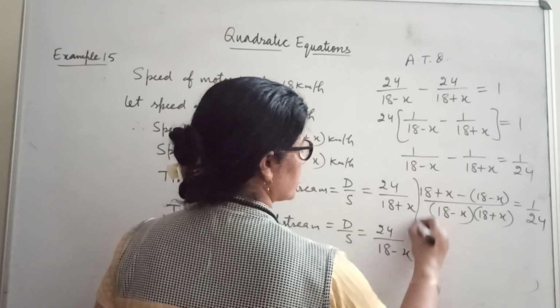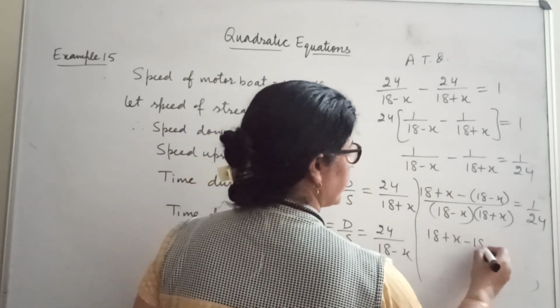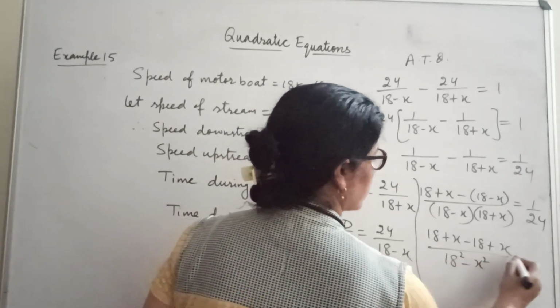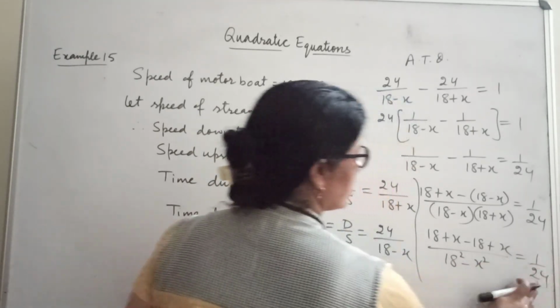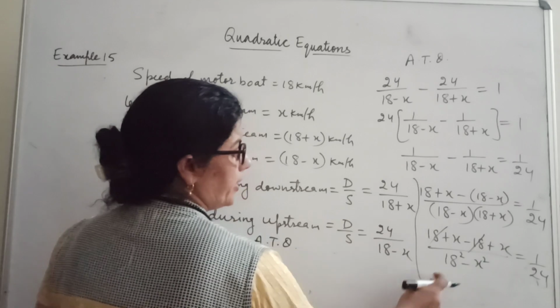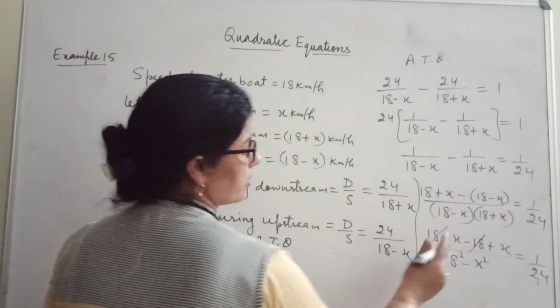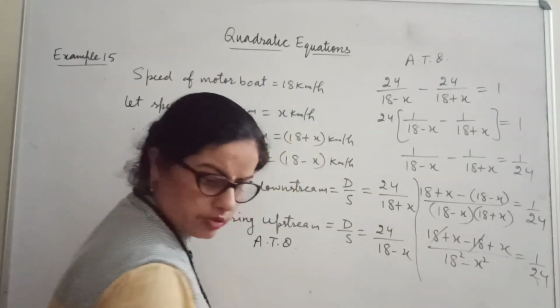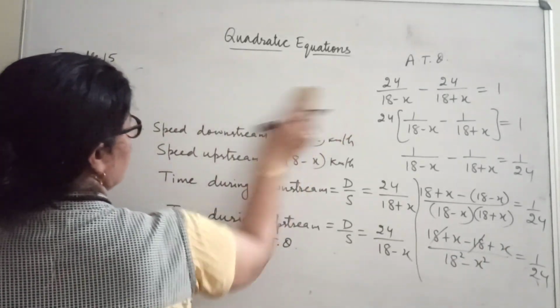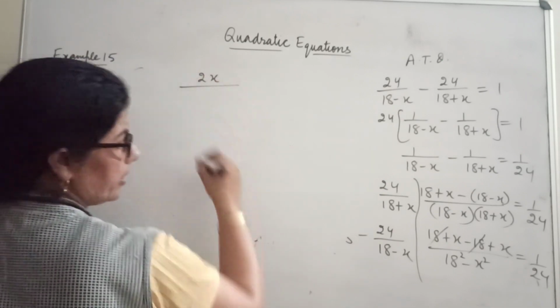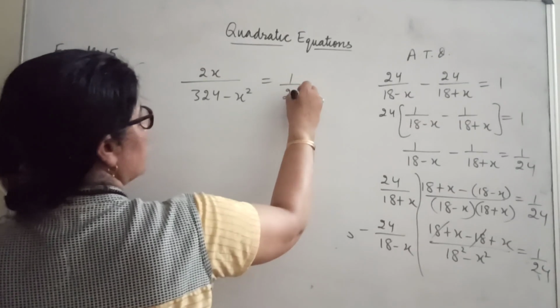18 plus x minus 18 plus x is equal to 18 square minus x square is equal to 1 by 24. Because a minus b into a plus b is a square minus b square. Now 1x plus 1x, 2x will come here. So what will come? 2x by 324, 18 square means 324 minus x square is equal to 1 by 24.